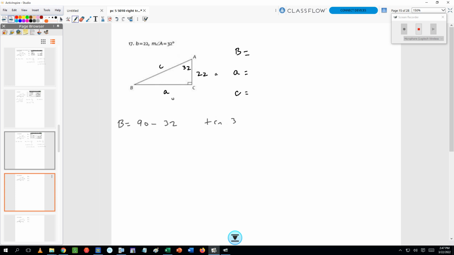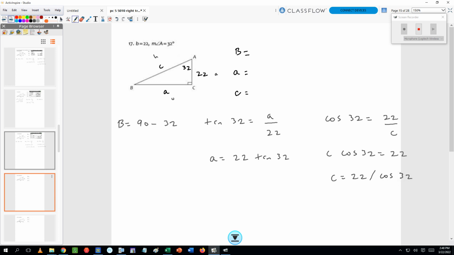Tangent of the angle is equal to the opposite over the adjacent. Cross multiply the 22 up. That gives me side A is 22 tan 32. The C is your hypotenuse, and I started you with the adjacent. Adjacent and hypotenuse is cosine. Cosine of the angle is equal to the adjacent over the hypotenuse. Cross multiply the C up, divide the cosine away. Always an extra step when the letter is on the bottom that you're trying to find.